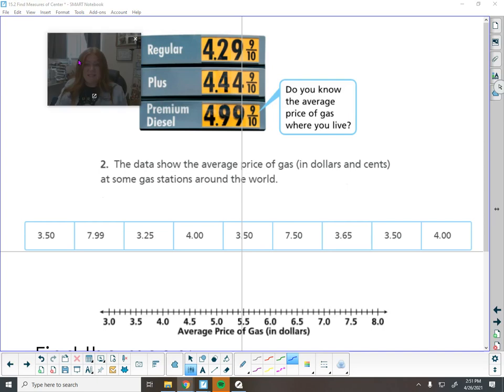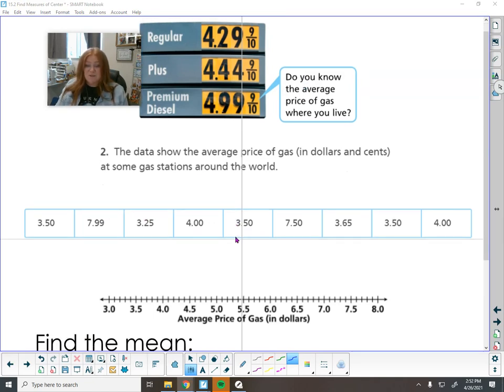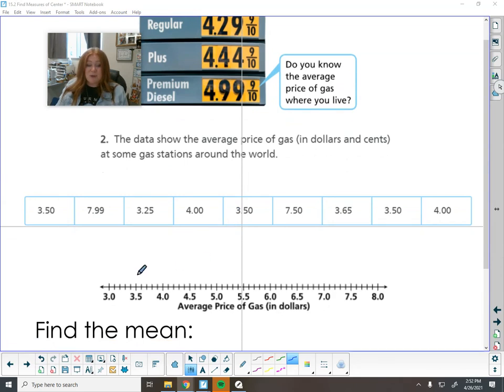Task 2 gives us the average price of gas. So here are some average prices of gas in dollars and cents from some gas stations around the world. The first thing we want to do is put it on our dot plot.